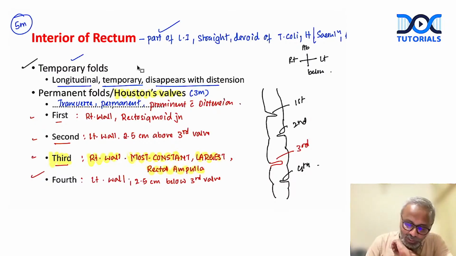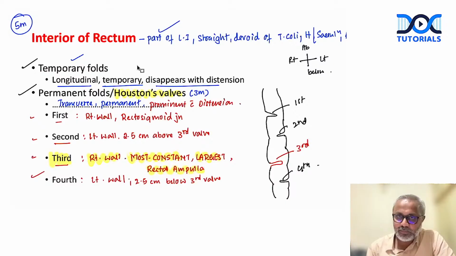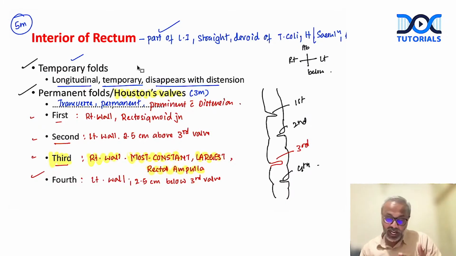This is how we should describe the interior of the rectum. So start with temporary folds and then go for the permanent folds. Are we clear? Right? So this is how we should describe the features of the interior of the rectum. Done? Are we clear? Now, if you write it in this structured way, there is very little chance that you will lose marks. So a simple description as bullet points, and a diagram to go with it.